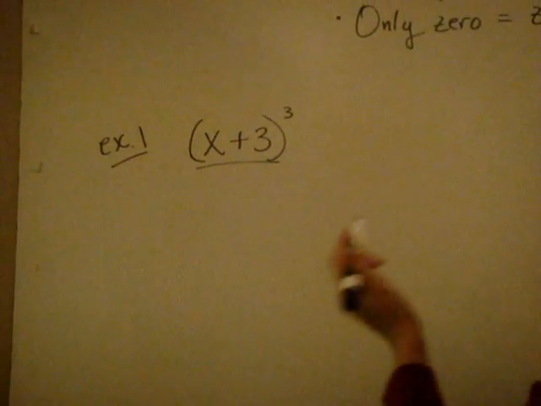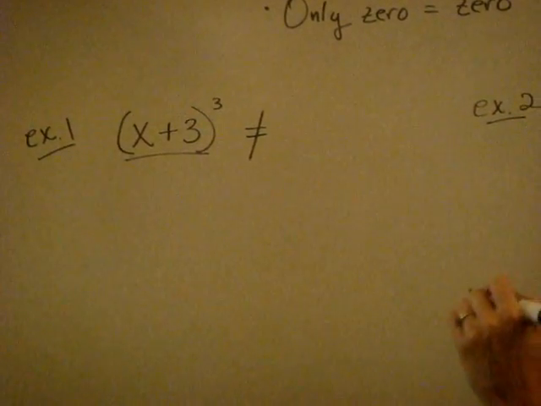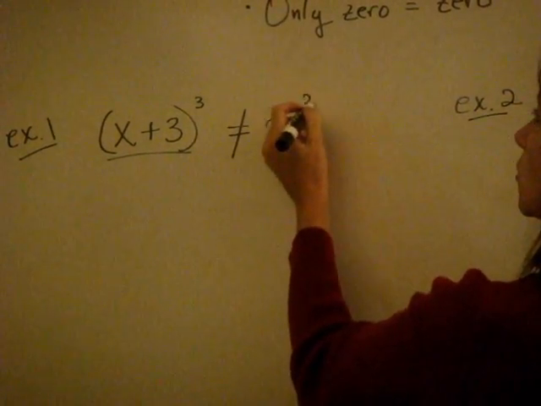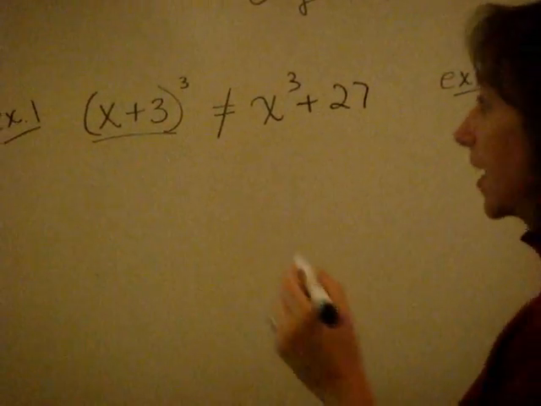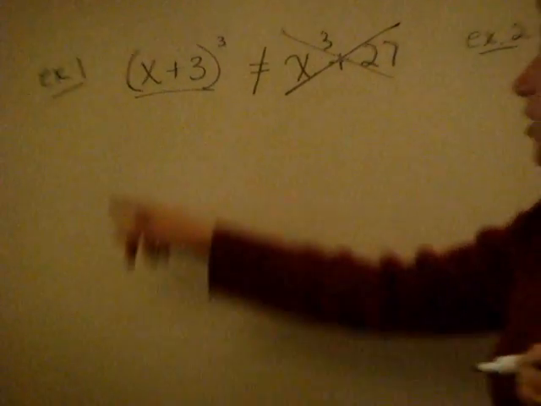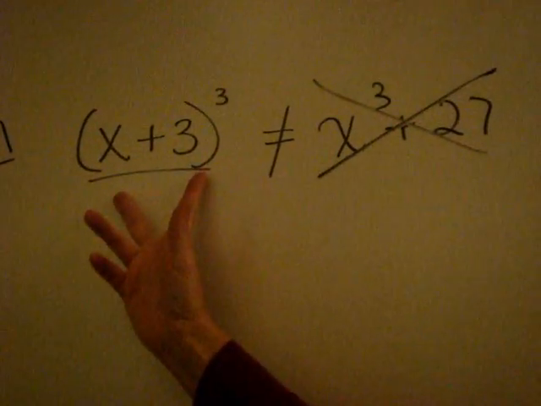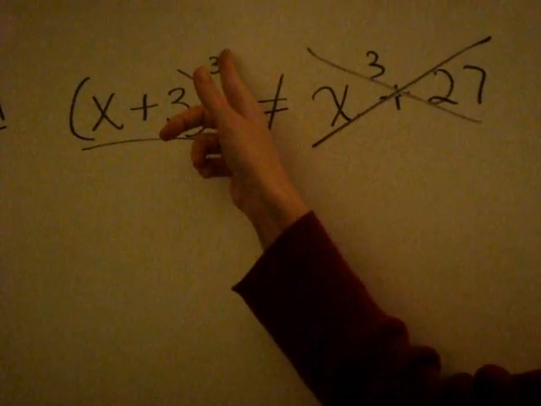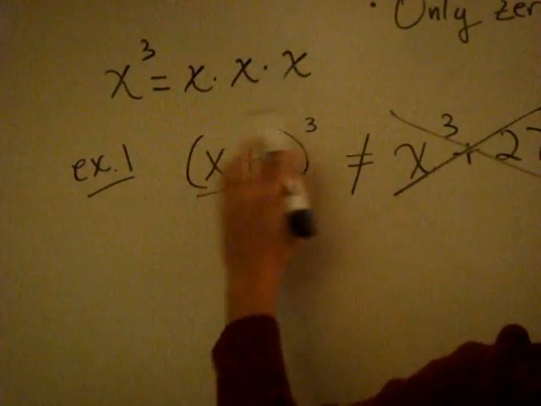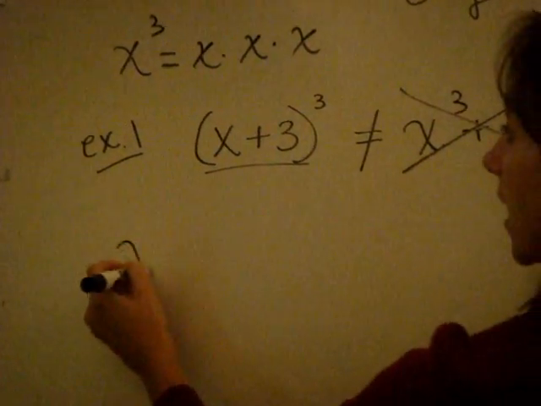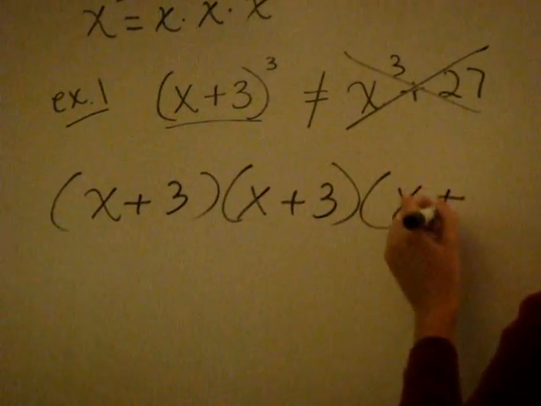Now the tempting thing to do, which is totally wrong, is to cube each term. I'm going to put a big line through this. This is totally illegal, to say x cubed plus 27. That is really wrong, and I hope no one ever does that, because that is bad. When you have a binomial to the third power, you're taking x plus 3 times itself 3 times. Just like x cubed is the same as x times x times x, this sum cubed is x plus 3 times x plus 3 times x plus 3.